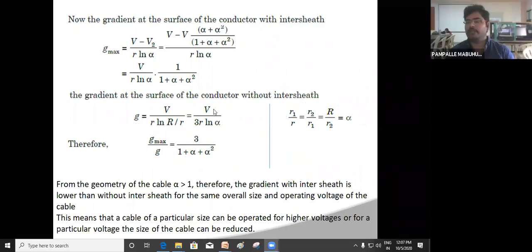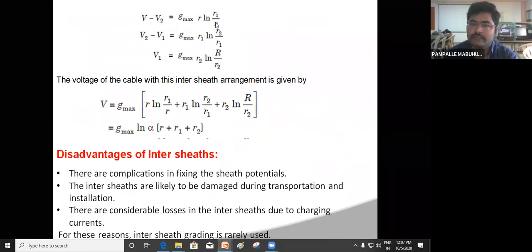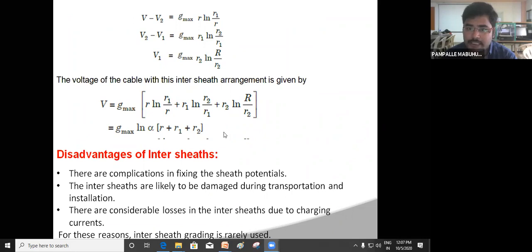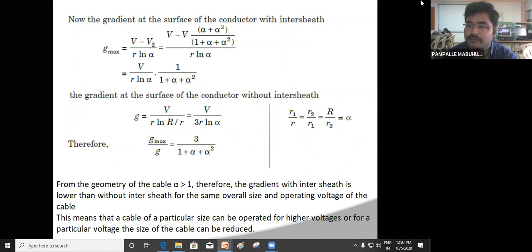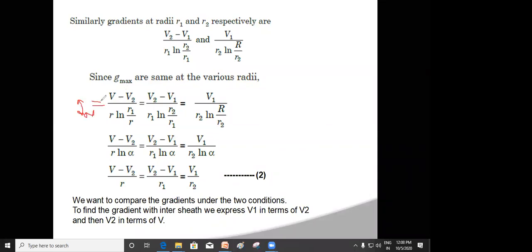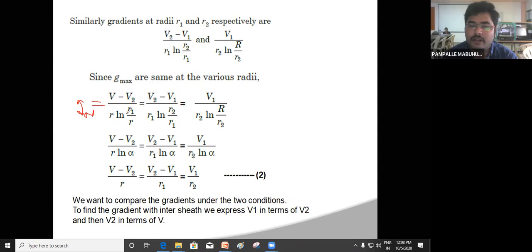So this is how you can prove that your intersheath grading will minimize the dielectric stress. For this case also you can write the operating voltage equation. So from this expression, this is the G max value. G max is equal to V minus V2 by R into ln R1 by R.